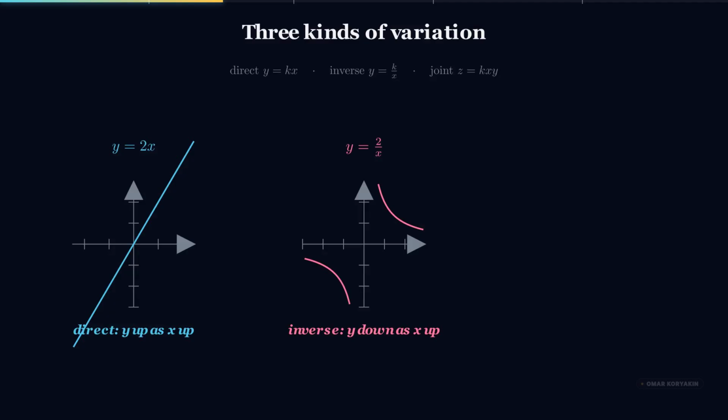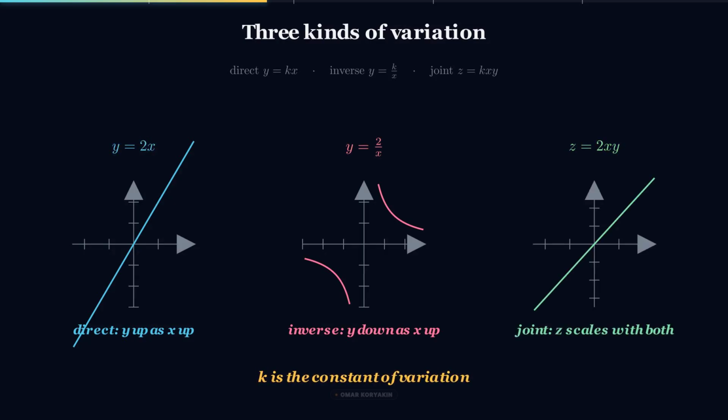Inverse variation. Pick k equals 2, so the equation is y equals 2 over x. The graph has two branches, one in the first quadrant and one in the third. As x grows, y shrinks towards 0. The product x times y always equals 2, no matter where you stand on the curve.